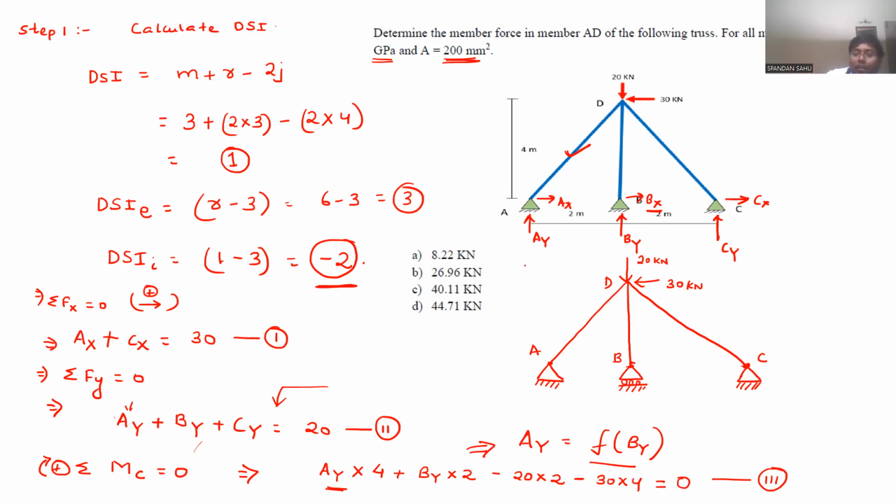So for this case, I am considering BY to be redundant, and let us draw the primary structure considering BY as redundant.